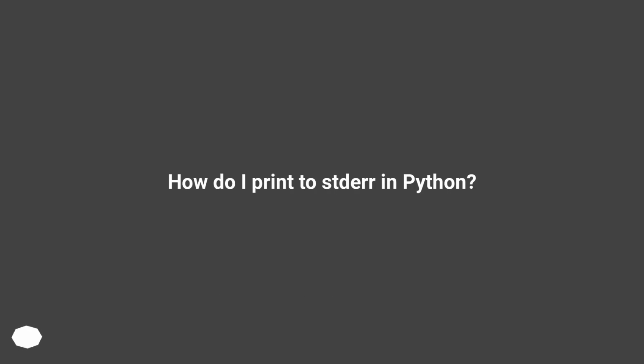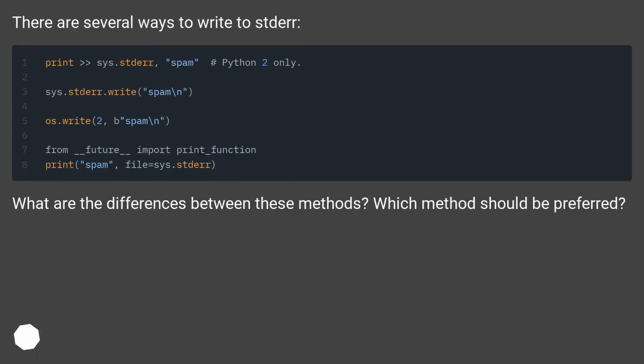How do I print to stderr in Python? There are several ways to write to stderr. What are the differences between these methods? Which method should be preferred?